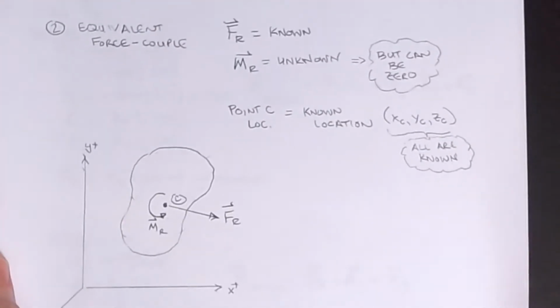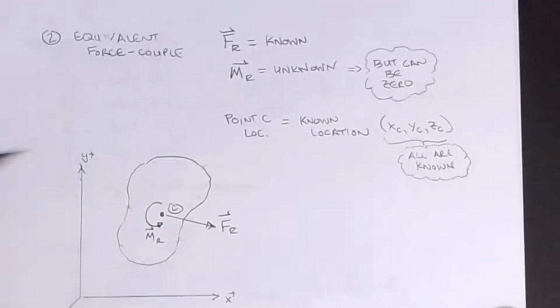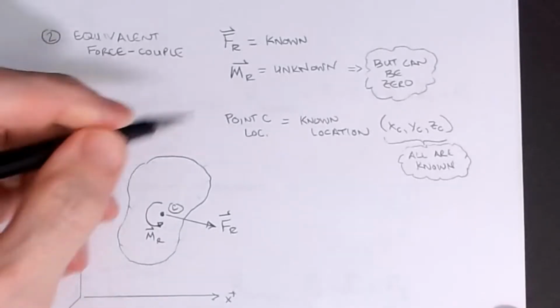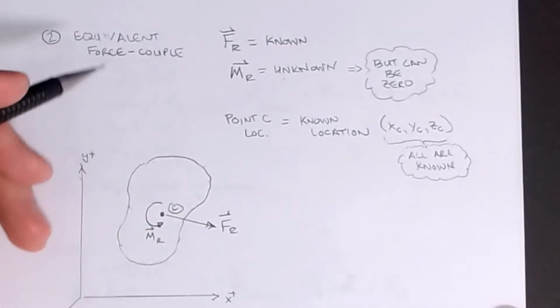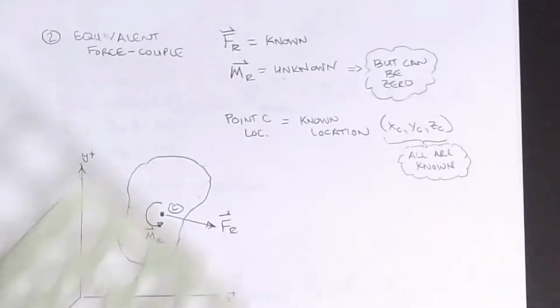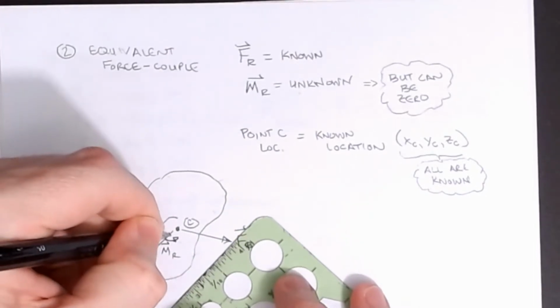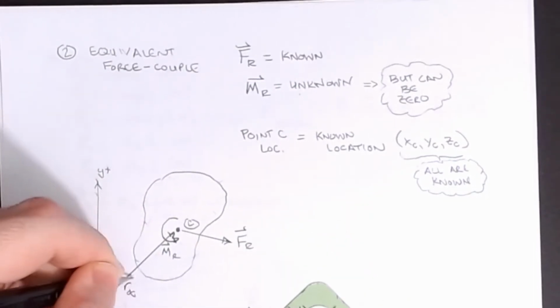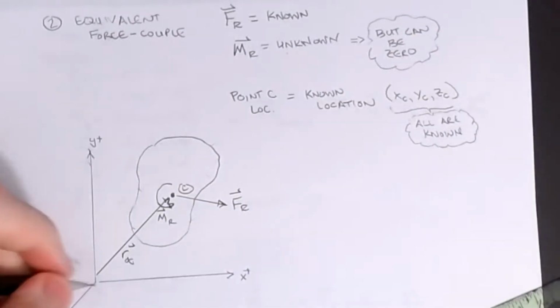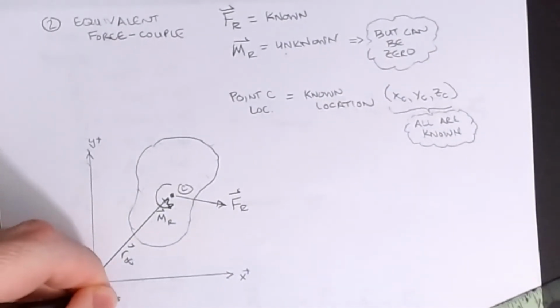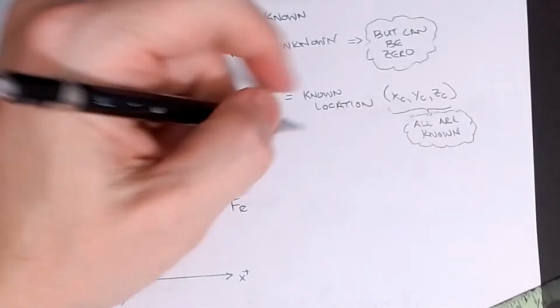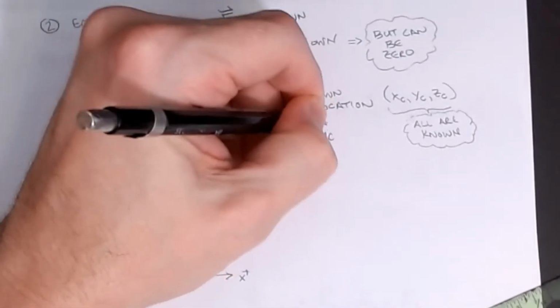The second one is the equivalent force couple. What that means is that now at my point C, I would have my FR vector, but I also have an MR vector. In fact, the MR now is unknown. But the one piece that I do know now is that I would know the location of C. So if I say that that's R from O to C as my origin, and again, this is 0, 0, 0, then the point C location is a known location. That is R from O to C.